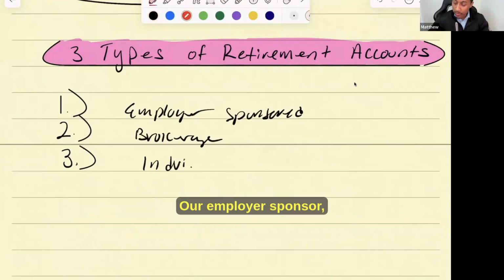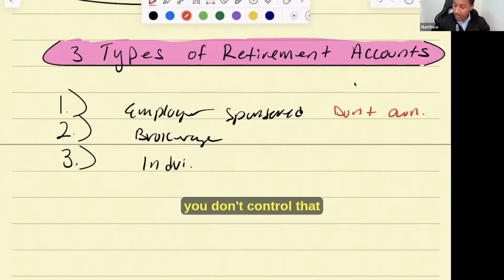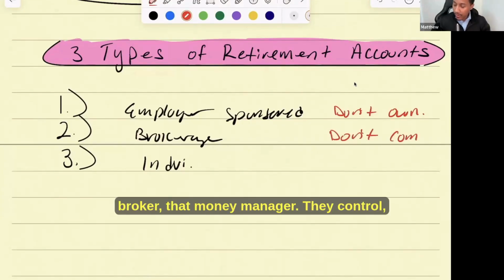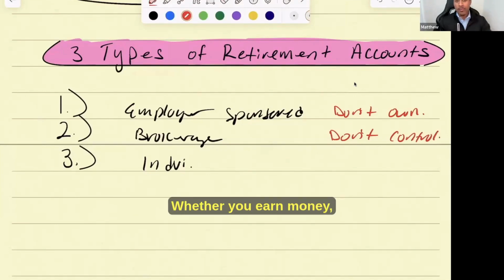Our employer sponsored, you don't own it, okay? That employer owns it. They set the limits, the restrictions, the penalties. Brokerage accounts, you don't control. That broker, that money manager, they control, they sell, they buy, they charge a fee. Whether you earn money, whether you lose money, that fee's still being paid.